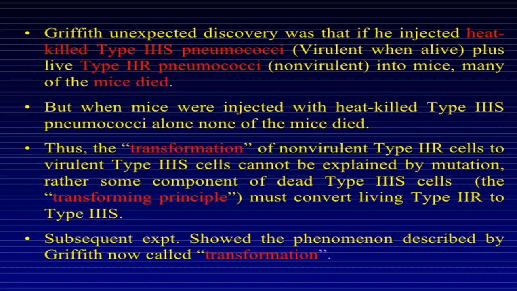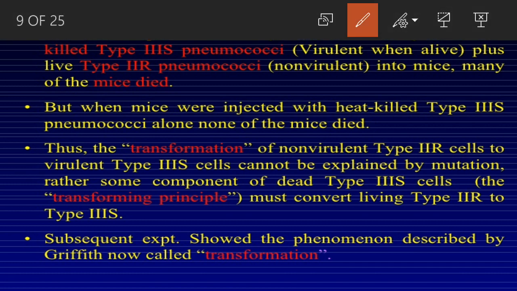Because of the heat killed S strain and the R strain bacteria, there was some kind of change made by the heat killed S bacteria, that it transformed the R form into the S form. So this heat killed bacteria transformed the R non-virulent into the smooth type.